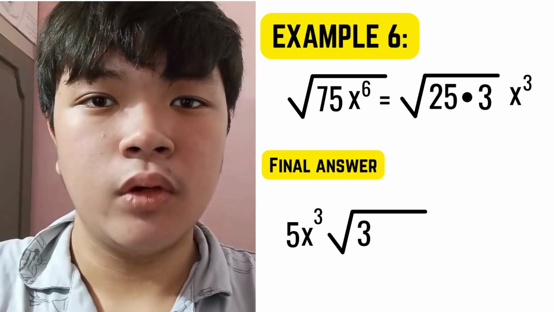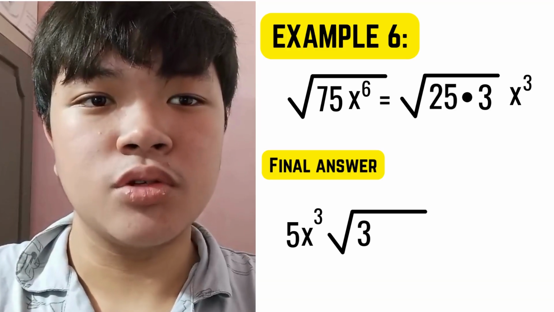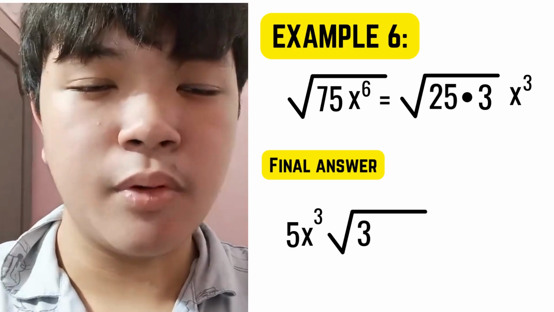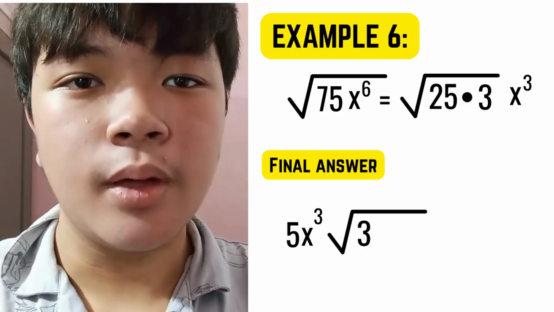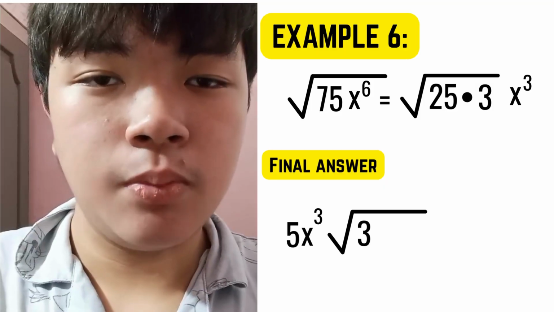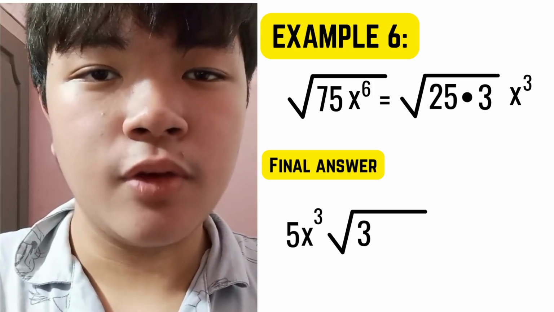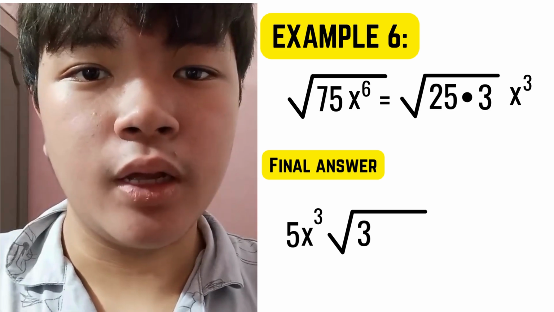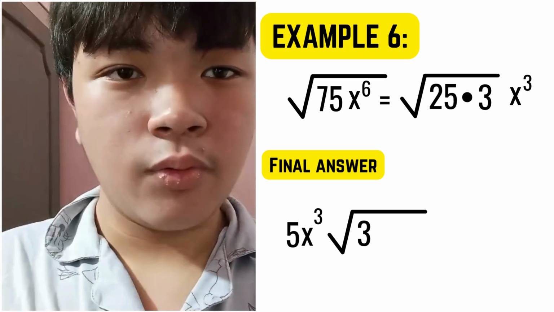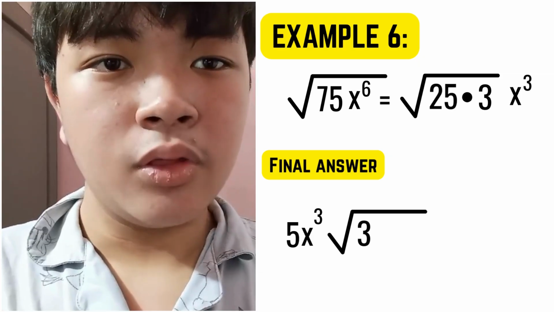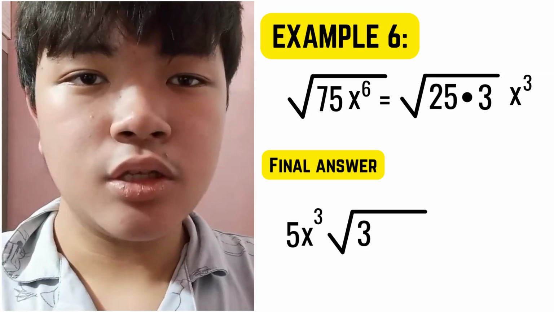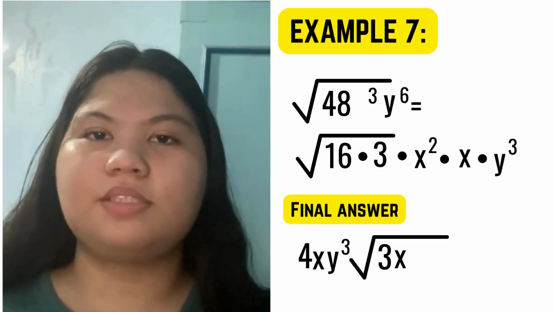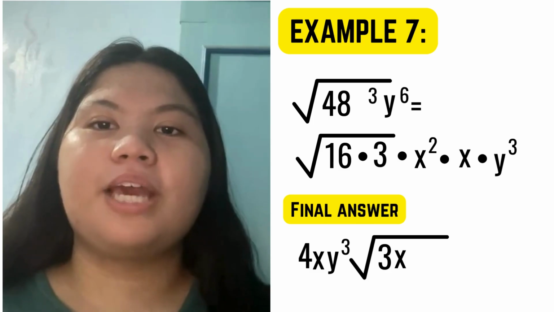Example 6. We have square root of 75x raised to 6. Step 1. Identify the highest factor of 75 that is a perfect square. That is 25 and 3. Step 2. Simplify. The square root of 25 is 5. 3 is not a perfect square, so that will be inside the radical sign. And for x raised to 6, 6 divided by 2 is 3. The final answer is 5x cubed, square root of 3.